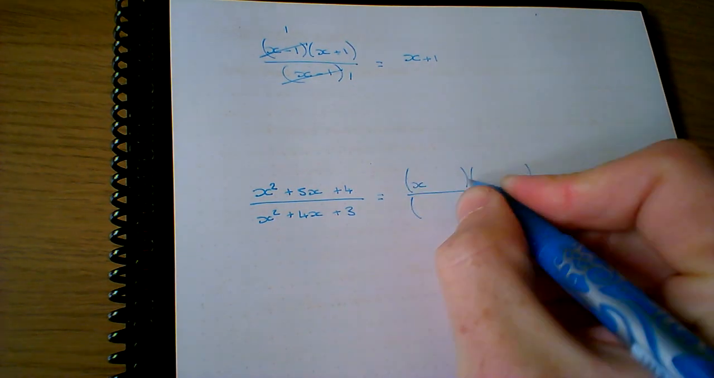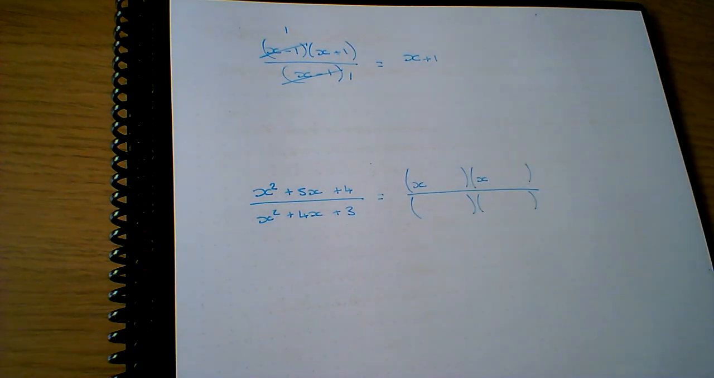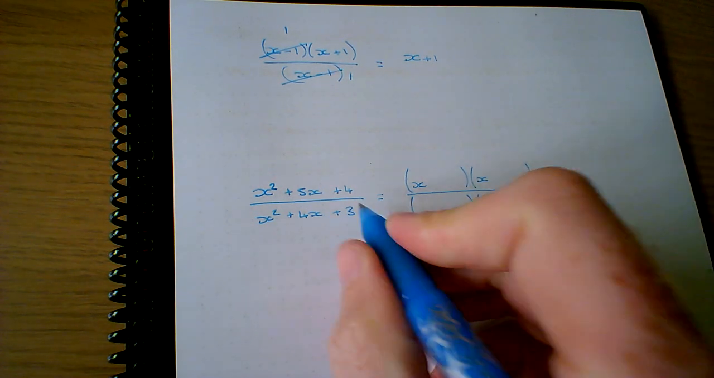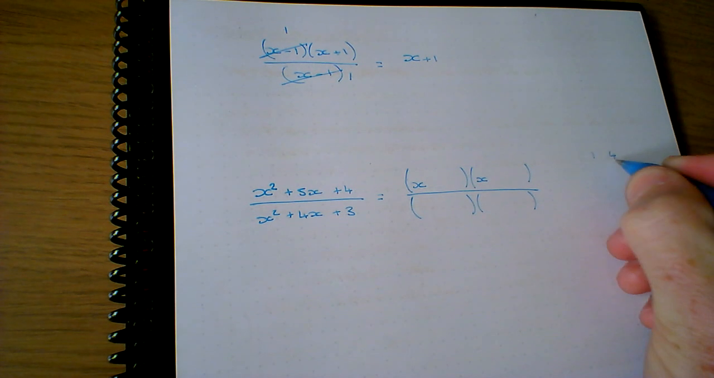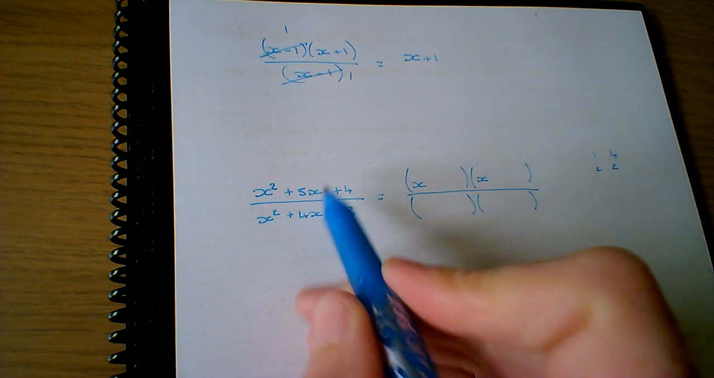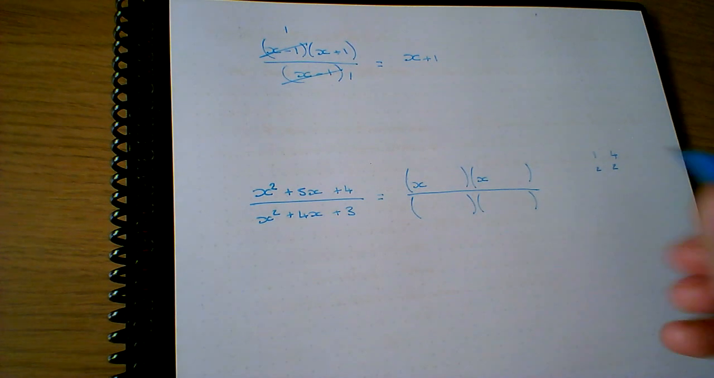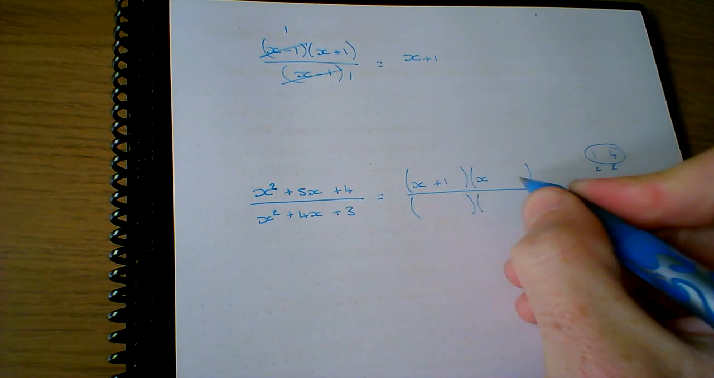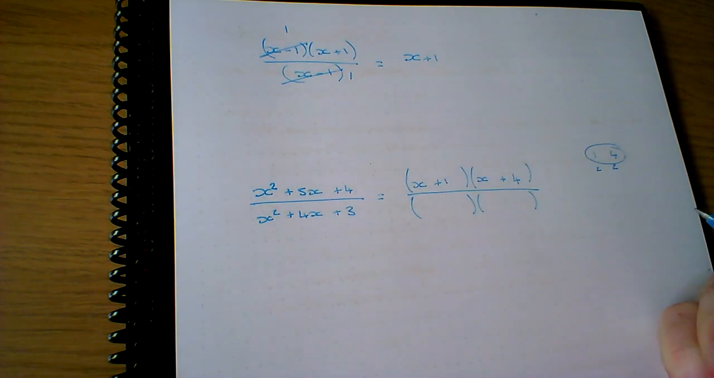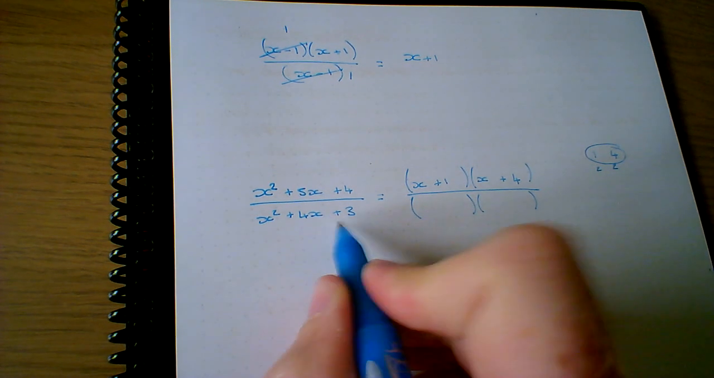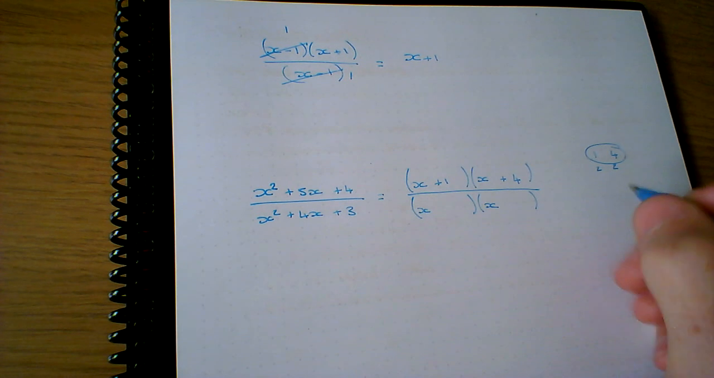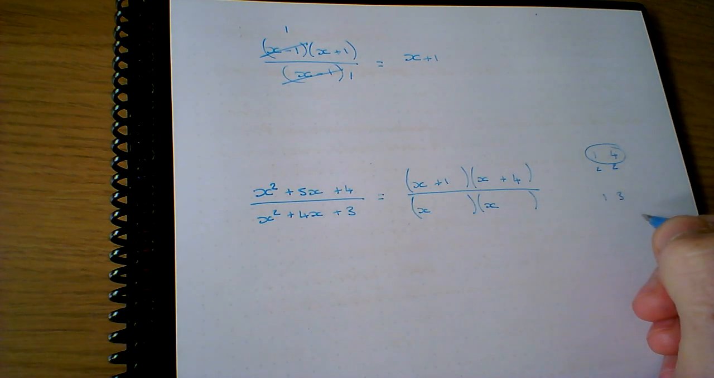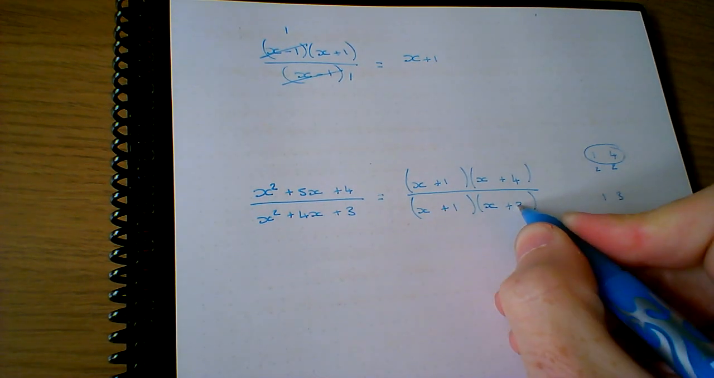Okay, but we know there's going to be an x in both brackets for the top one. I'll start with the top. Okay, we know there's going to be a 1 and a 4, or a 2 and a 2, because those are the only pairs of numbers that will multiply together to make 4. Which pair will add together to make 5? Well, that's the 1 and the 4, so plus 1 plus 4 at the top, and then at the bottom we know there's going to be an x at the start of both to get the x squared, and then we have got 1 and 3 as our only option, so it's going to be plus 1 and plus 3.